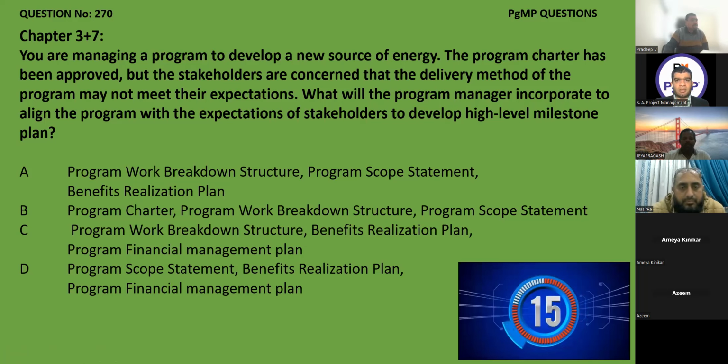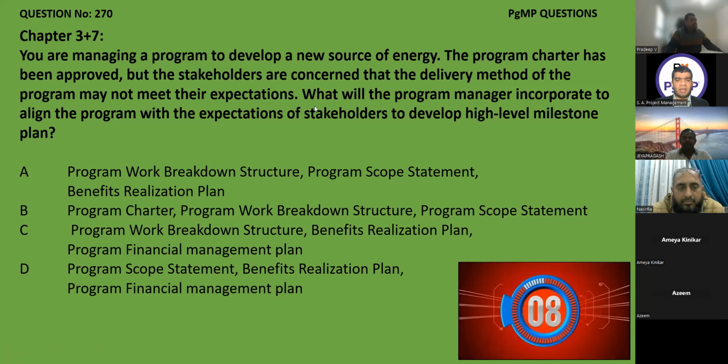So what is the key word here? Which document do I have to make? High level milestone plan. Yes. So we have to look into the document that will help you make this high level milestone plan. I think option A. Others? What will the program manager incorporate to align the program with the expectations of stakeholders to develop a high level milestone plan? Program work breakdown structure, scope statement, benefit realization plan, possible.